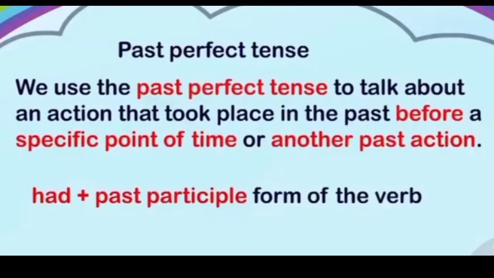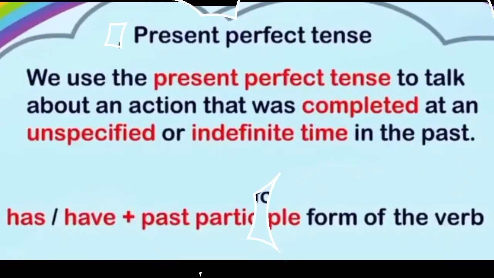And how is it formed? Had is used in the past perfect tense with the third form of the verb, that is the past participle form of the verb. And when we talk about the present perfect tense, we use the present perfect tense to talk about an action that was completed at an unspecified or indefinite time in the past. We don't know the definite time when it has completed.